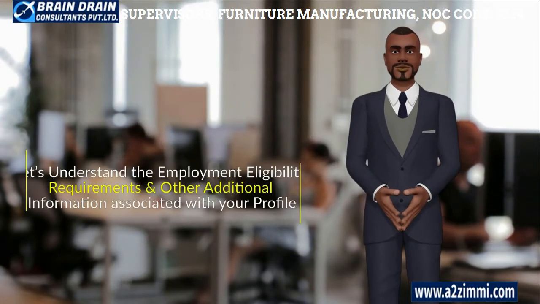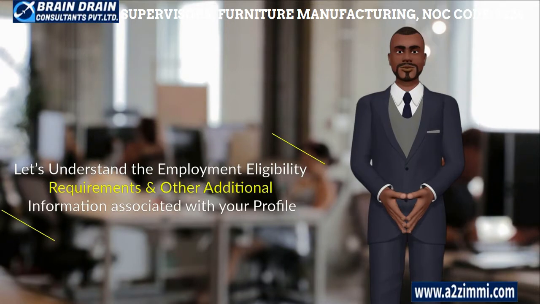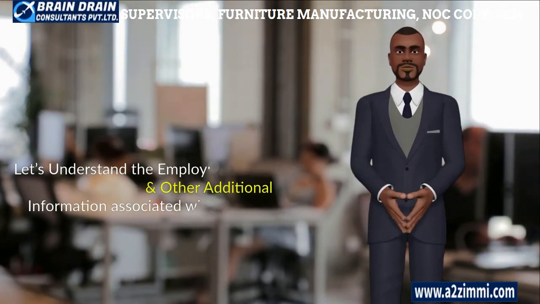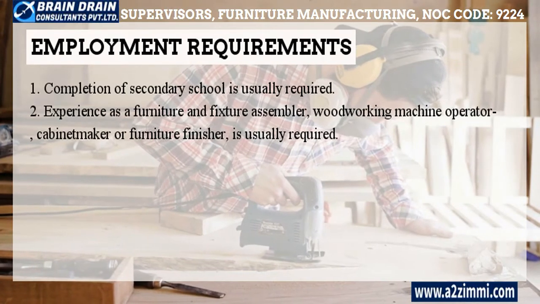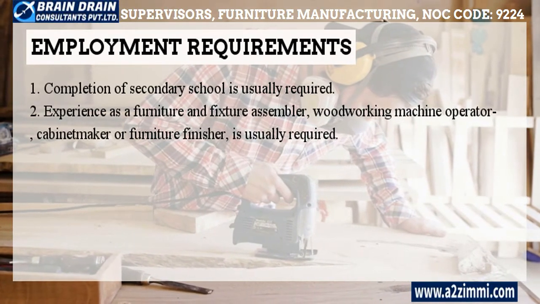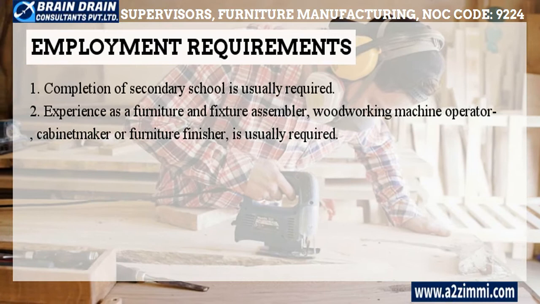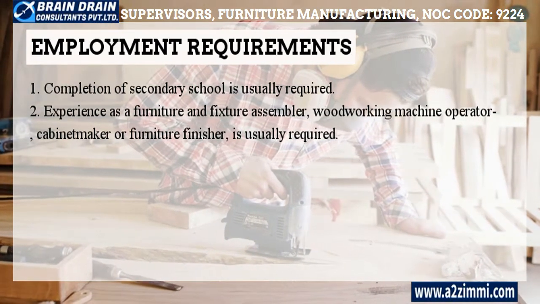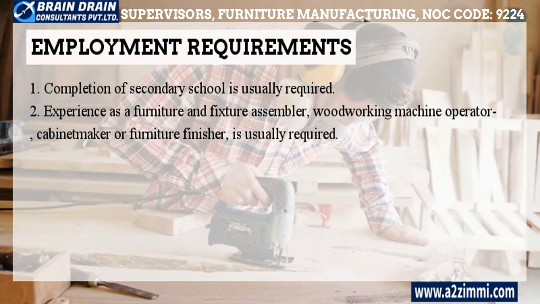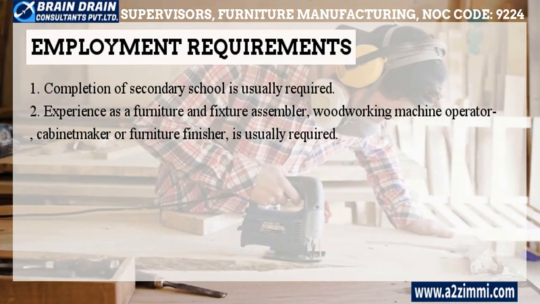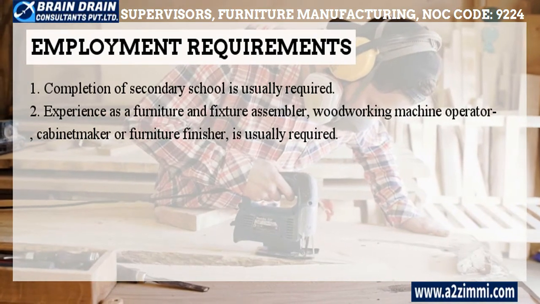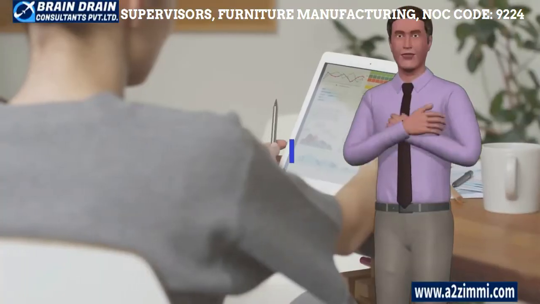Before moving further, let's understand the employment eligibility requirements and other additional information associated with your profile. Following are employment requirements for the profile of supervisors, furniture, and fixtures manufacturing. Completion of secondary school is usually required. Experience as a furniture and fixture assembler, woodworking machine operator, cabinet maker, or furniture finisher is usually required.